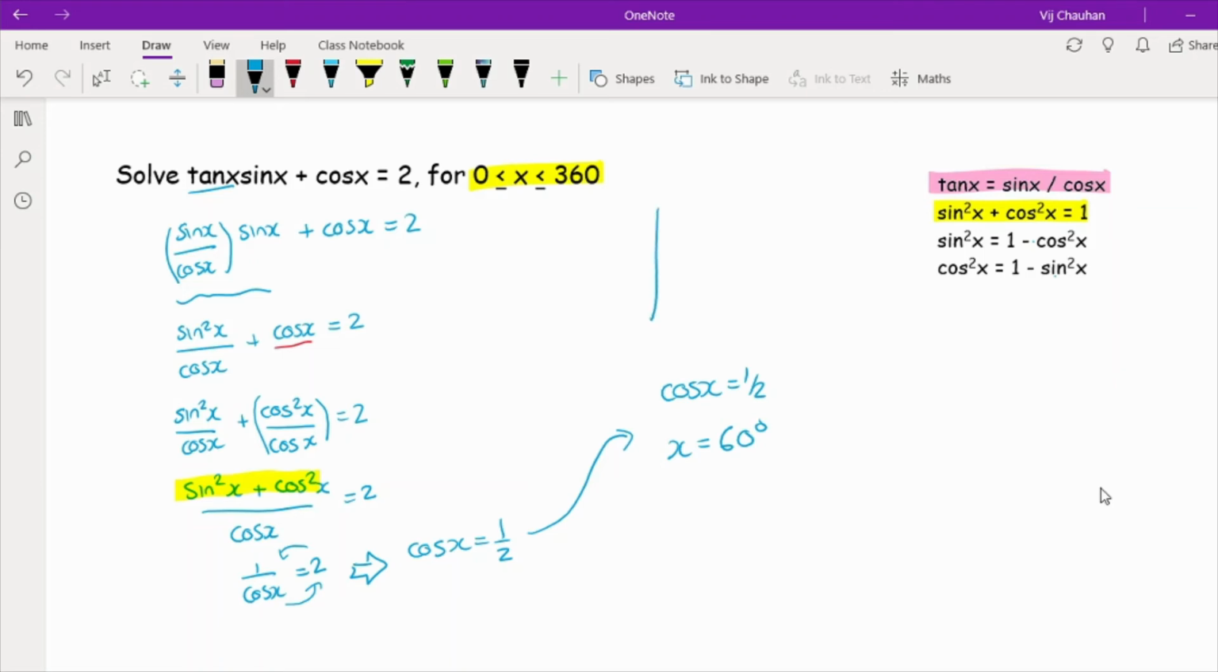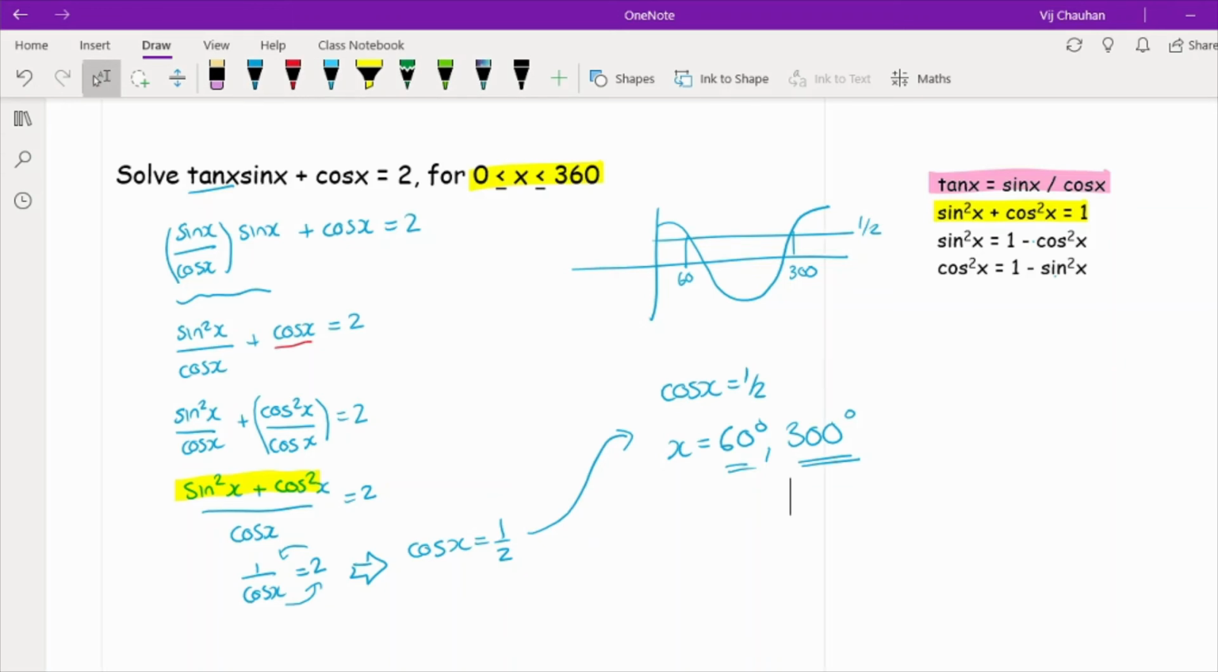And if you remember what the cos graph looks like between 0 and 360, so that starts at 1, and here is my line of a half, and so that there is 60, so this value here is going to be 300, and I get my second angle of 300.